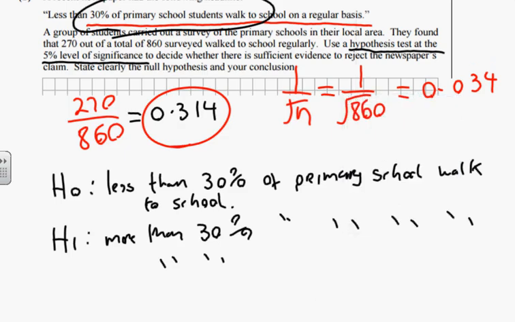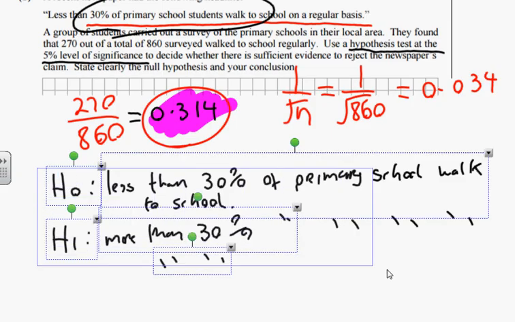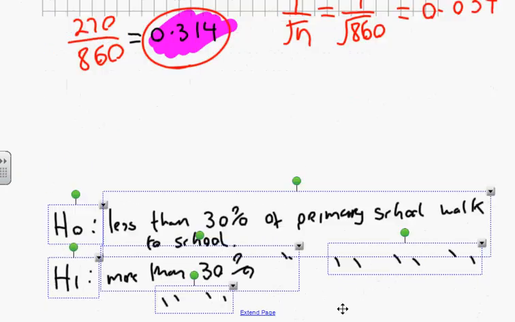Now, back to our question. We have a 0.034 margin of error. Would you agree with that? This means the result that we think is 31.4% could actually be anywhere in between what two values?